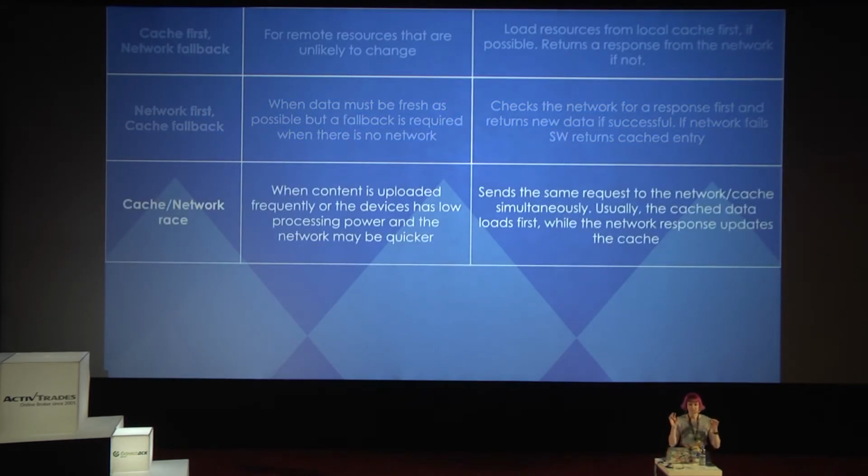When you just want to get something to the user as quickly as possible, you might want to use the network cache race approach, which will show whichever responds first, which would usually be the cache, but maybe your user's got a very slow device. And what it'll do is it'll update the cache with the new data when it gets the data from the network.